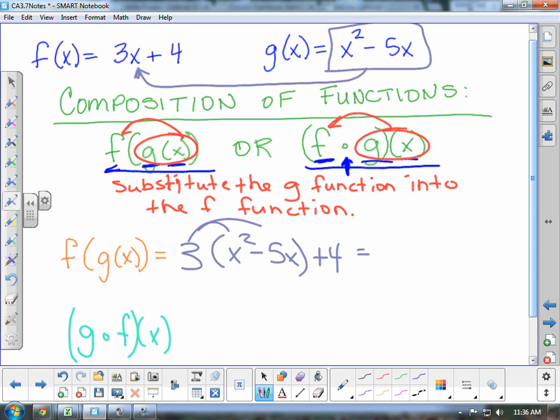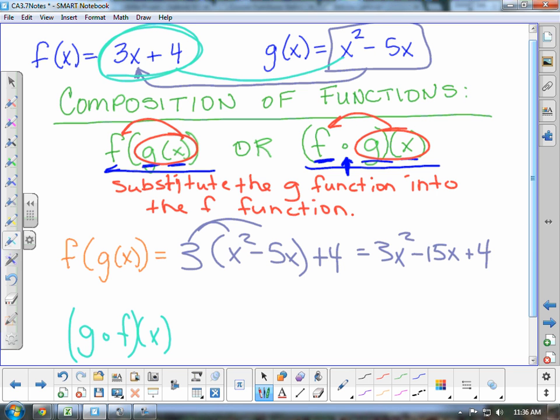Distributing the 3 to both things would then get you 3x squared minus 15x and then plus 4. And that would be the simplified version of f composition g of x. If you were going to work the other way, g composition f of x, that means you're taking the f function and substituting it in for the variable in g. So you would have 3x plus 4 squared minus 5 times 3x plus 4.